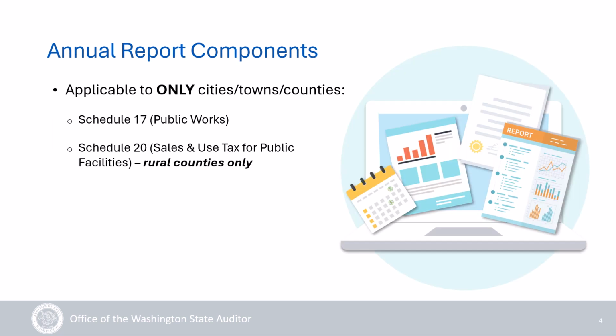We're going to give a high-level overview of the annual report components just to give you a better idea of what we will be going over today. First, let's talk about the components that are applicable only to cities, towns, and counties. The Schedule 17 is applicable to all cities, towns, and counties, but may not be required for your specific government.